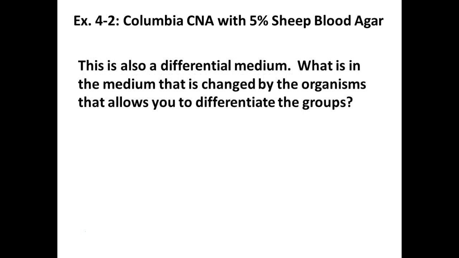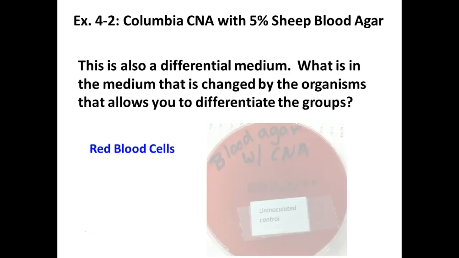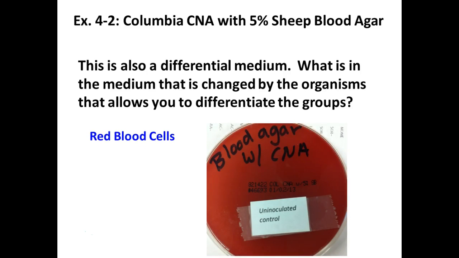I don't want to mess with red blood cells from sheep. No, thank you. So this is also differential. So we're selecting for gram-positives by the antibiotics killing off the gram-negatives. Then now we get to the differential component. What in those plates is going to get changed by these organisms? The red blood cells, right? Those whole red blood cells are what's necessary. And that's why those plates are bright red.